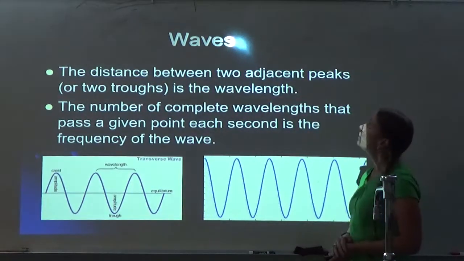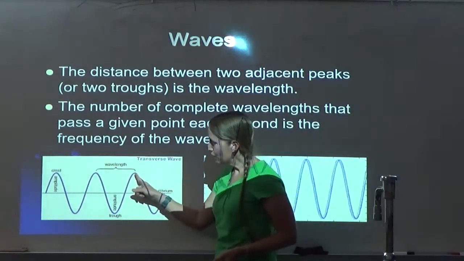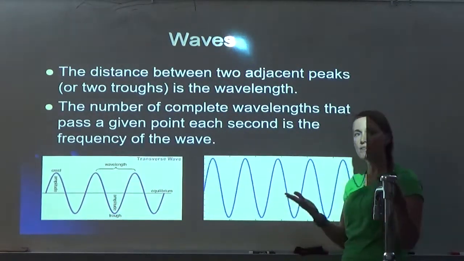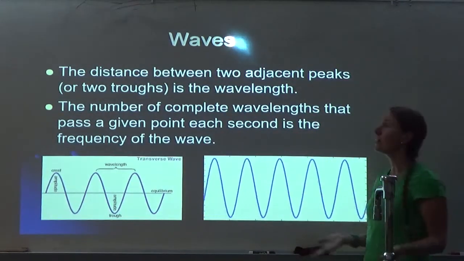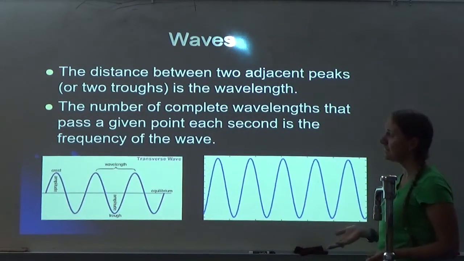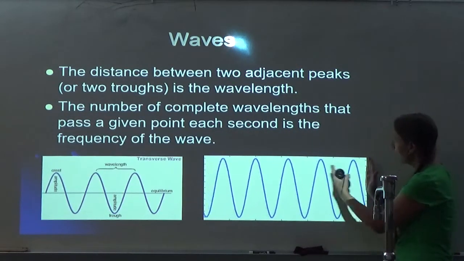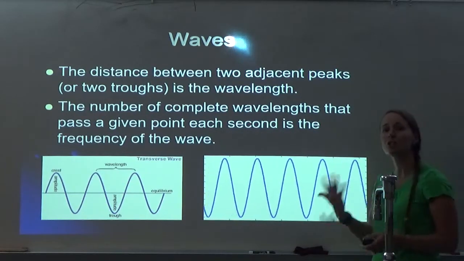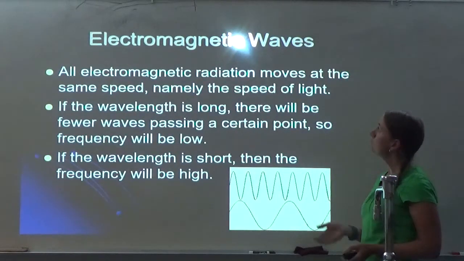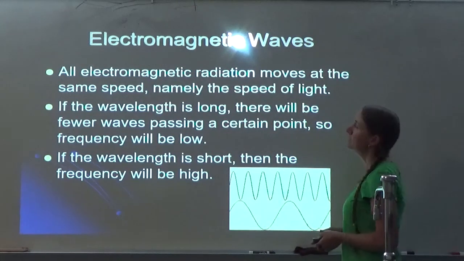The distance between two adjacent peaks or troughs is the wavelength. So peak to peak is wavelength, trough to trough is wavelength. Really, any two matching points on waves next to each other can be used to calculate wavelength. The number of complete wavelengths that pass a given point each second is the frequency of the wave. So if you had a point like right here, and you counted how many wavelengths pass each second, that's what's considered the frequency. All electromagnetic radiation moves at the same speed, namely the speed of light, 3.0 times 10 to the 8 meters per second.